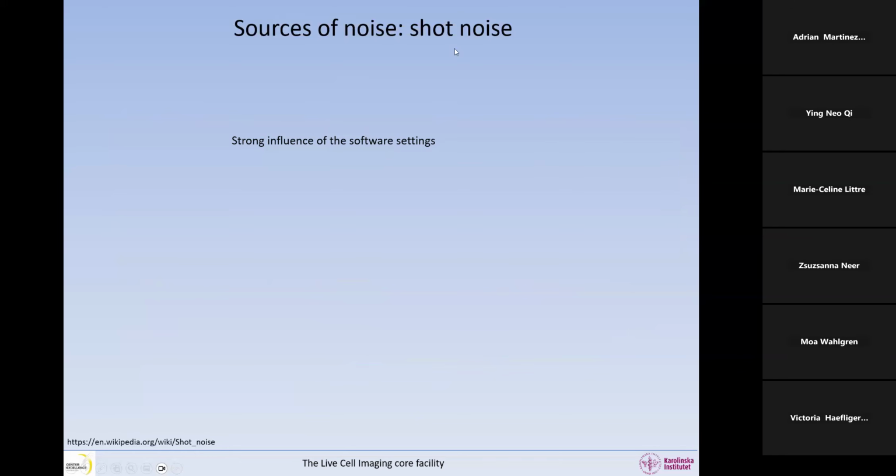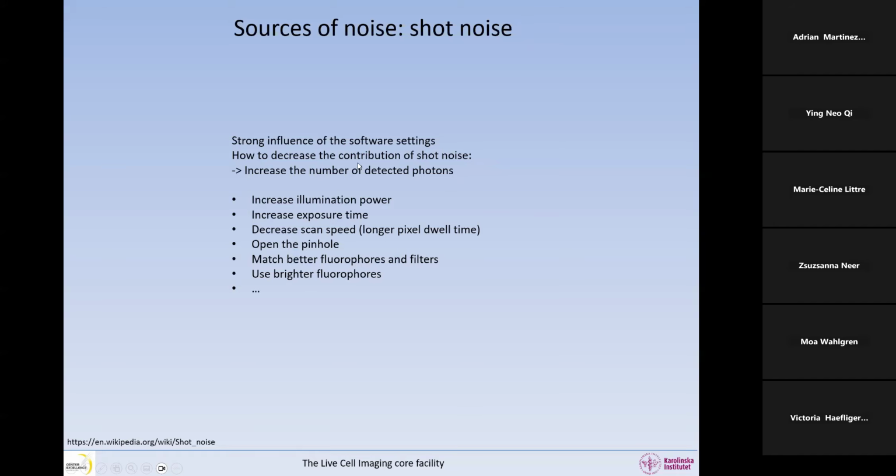So for the shot noise, we can do lots of things because there's a very strong influence of the software settings this time. So how can we decrease the contribution of shot noise? We need to increase the number of detected photons. And this, again, is true for cameras and it's true for detectors as well. So how can we increase the number of detected photons? We can increase the illumination power. We can increase the exposure time. We can decrease the scan speed, so we must have longer pixel dwell time. It's the same thing as increasing the exposure time, basically. And we can open the pinhole if we're on a single point confocal.